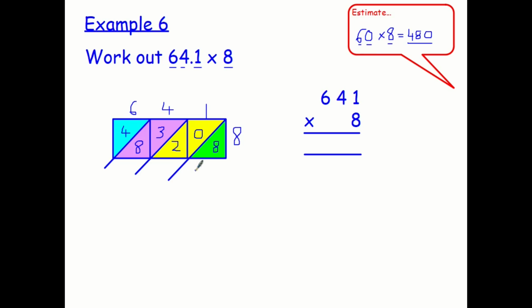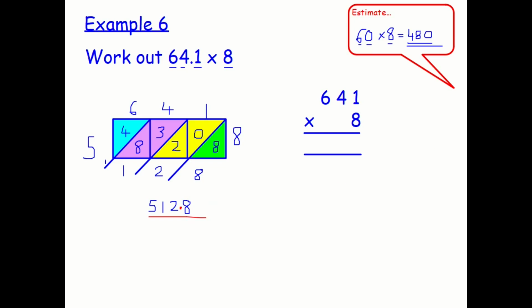Add along the greens, which is 8. Add along the yellows. 0 plus 2 is 2. 8 plus 3 is 11. So you put the units part of the 11 there and the tens part of the 11 there. So that makes 11. Add along the blues. 4 plus that 1 gives me 5. So the digits of your answer are 5, 1, 2, 8. But my estimate was 480, so it's not going to be 5,128, it's going to be 512.8.